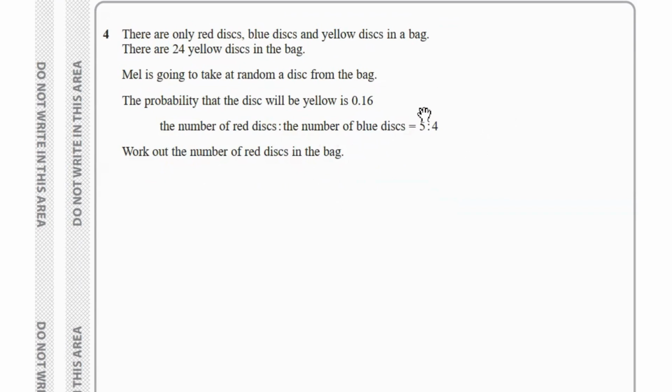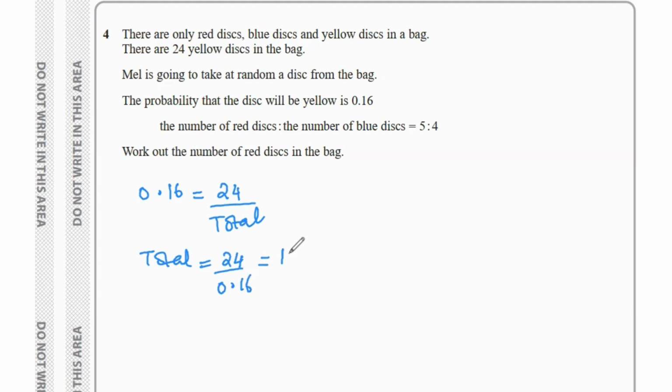So using the probability of yellow discs, what we're going to do is we're going to first find the total. So 0.16, which is the probability of yellow, equals the number of yellow discs, which is 24, divided by the total. So total is going to be 24 divided by 0.16, which gives us 150.